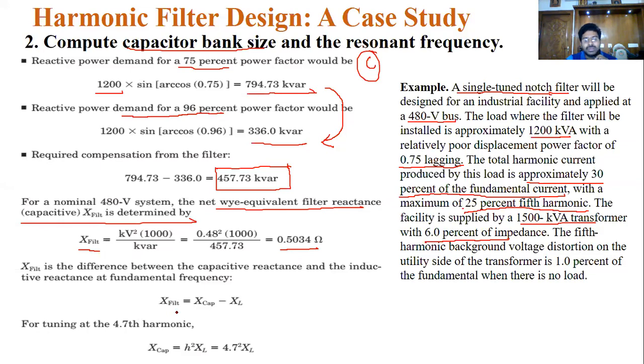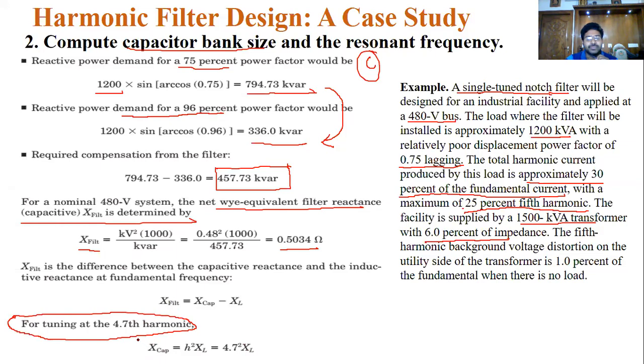Now see this. You can calculate the difference between the capacitive reactance and the inductive reactance value. Simply subtract them. Remember what filter we are going to design: a fifth order, but you do not design exactly at the fifth order. You can design at the 4.7th order.